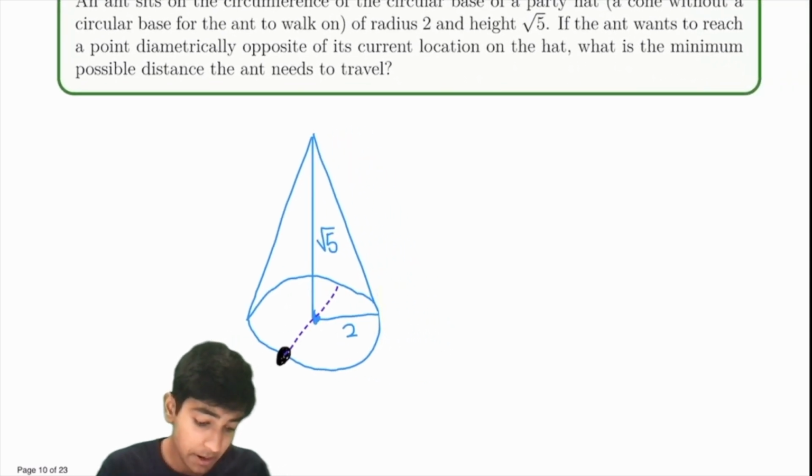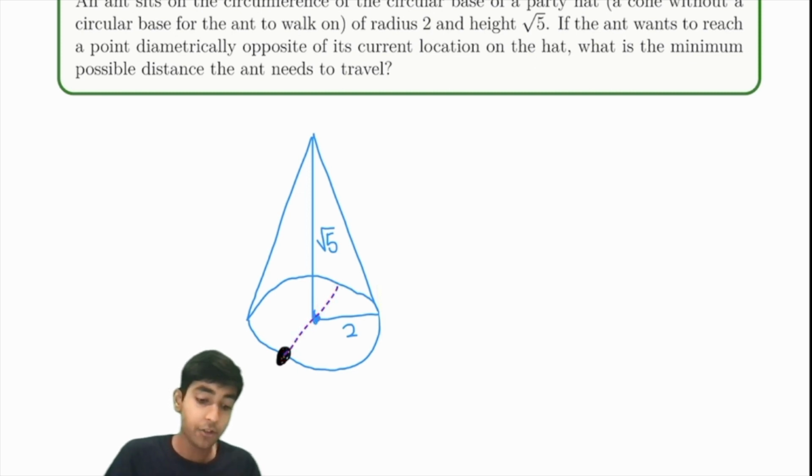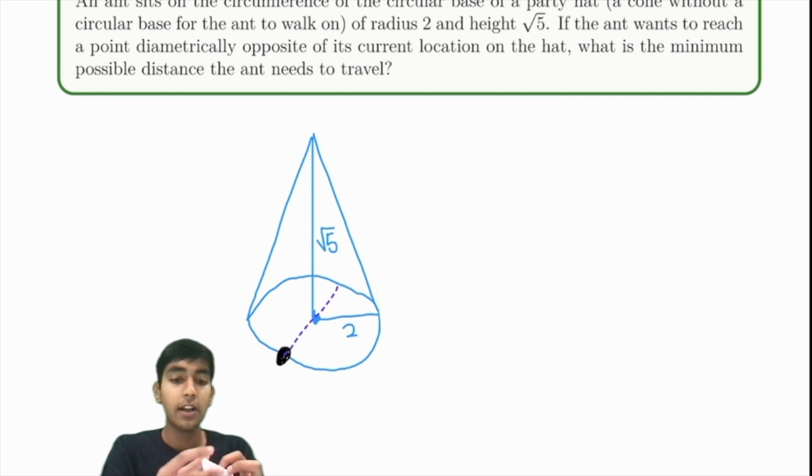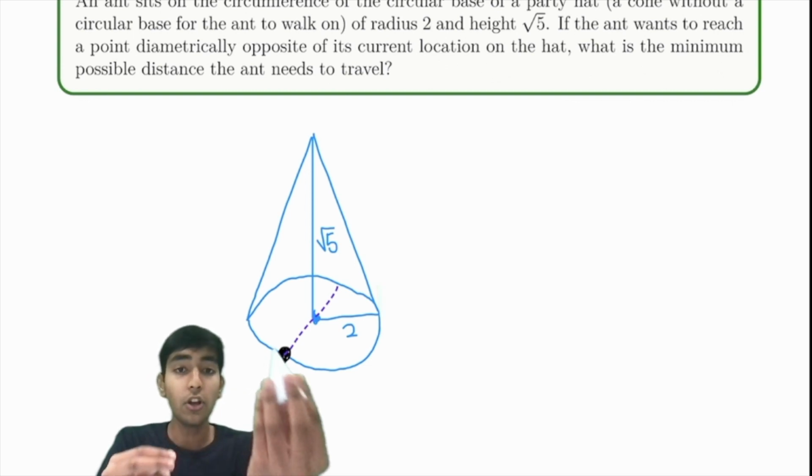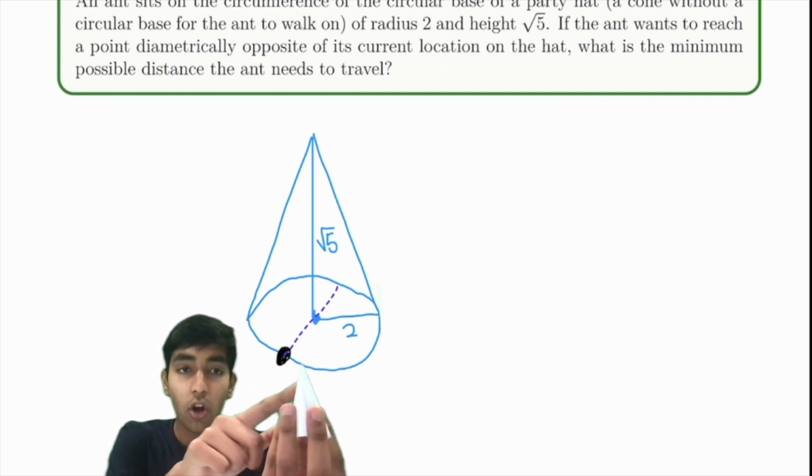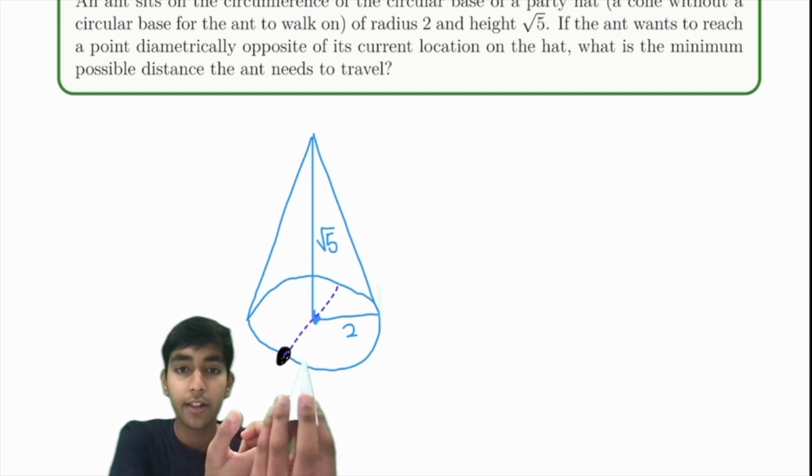But there's no base, right? So you can't just travel directly across like that. There's only the sides. So what is the minimum possible distance the ant needs to travel? The ant needs to travel along the side. Like if you have a cone here, there's no base to it. It's like this. There's no base to this cone. It has to go along the sides. There's nothing at the bottom.